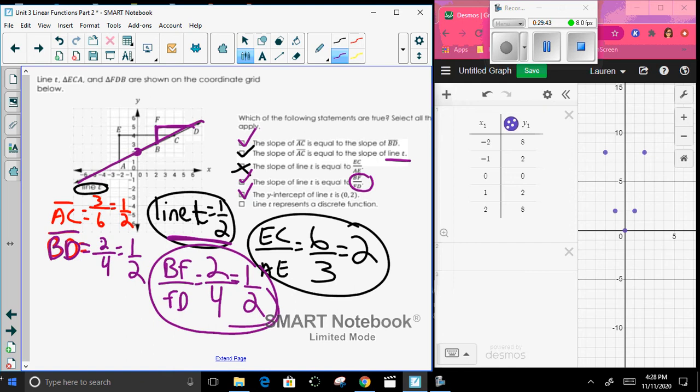Line T represents a discrete function. Remember, when we were in our function unit, we learned about discrete and continuous. Discrete was just dots on your graph, not connected. Continuous was a line or a smooth curve. They're all connected. So this is not a discrete graph. This is a continuous graph.